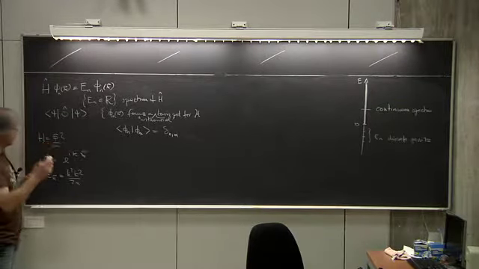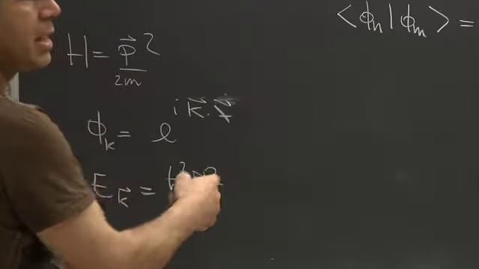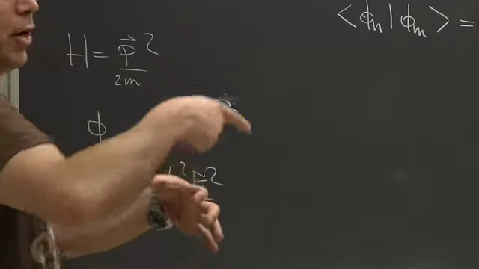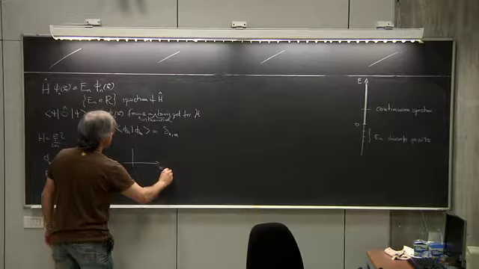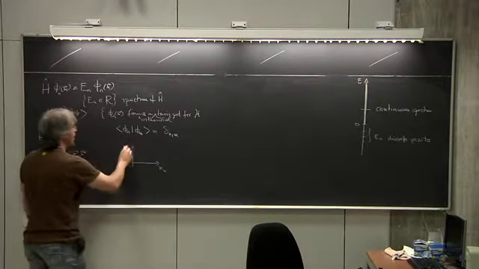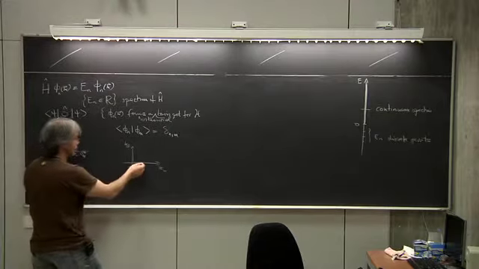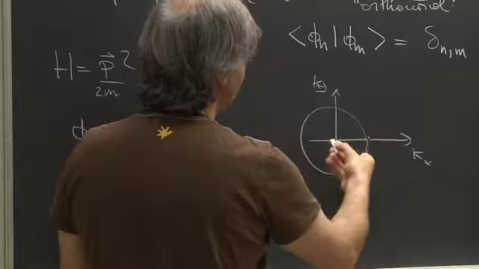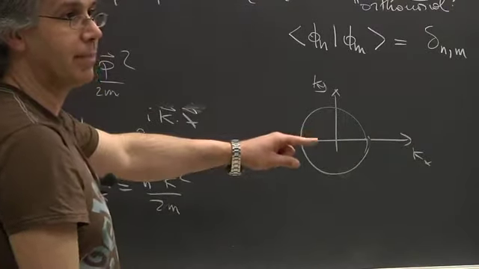In two dimensions already, k squared being a single value, E, means a whole circle. So if I draw here the kx and ky plane, certainly this is a circle, right? So this is a whole circle of points. All these k values have exactly the same energy, so an infinite number of them.